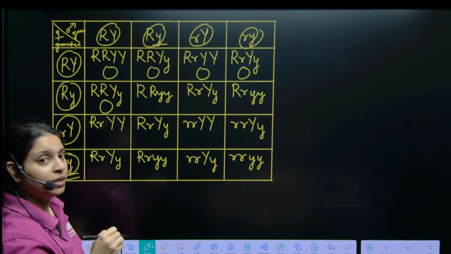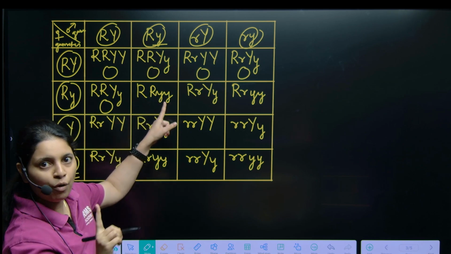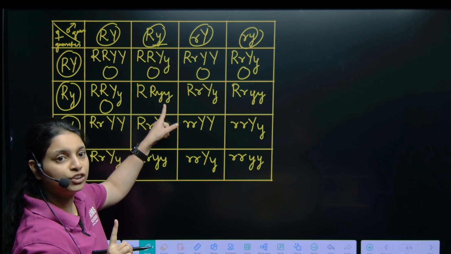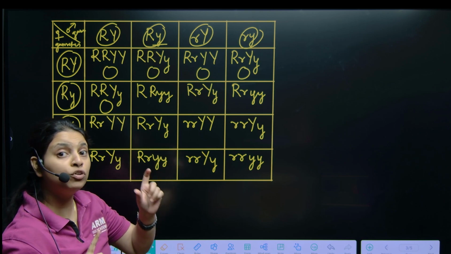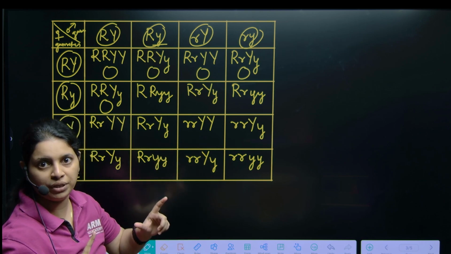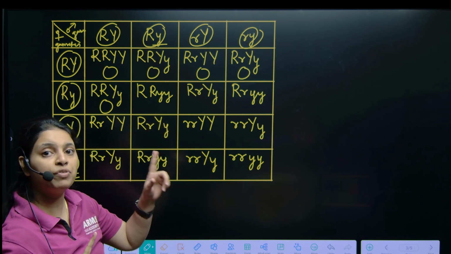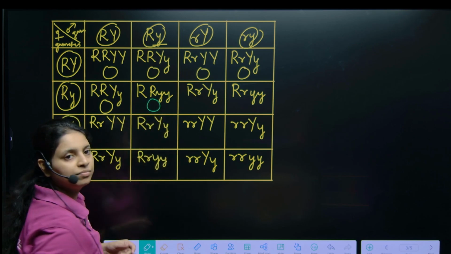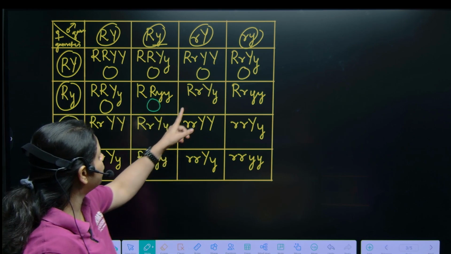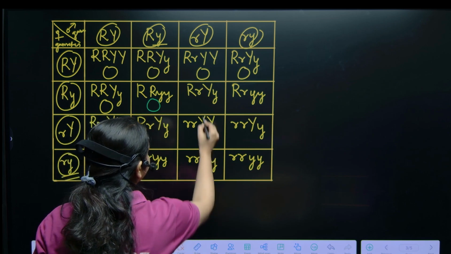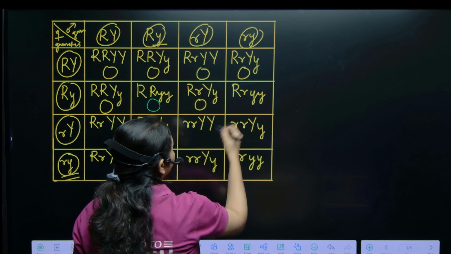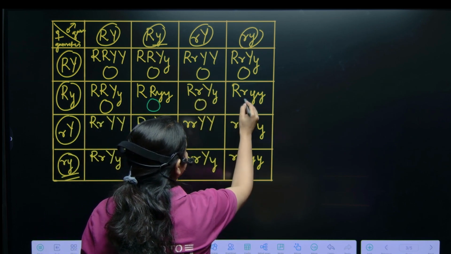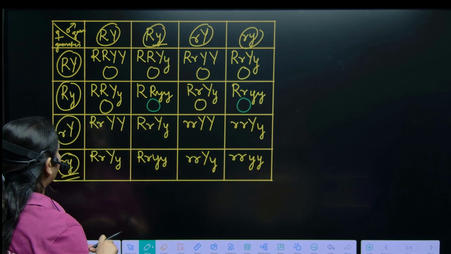Now see the next one. Capital R. So round is confirmed. What is next? Small y. Homozygous recessive gene combination. So here the color will be green. So round shape and green color. Next we have round yellow. Next we have again round green. Next we have round yellow.